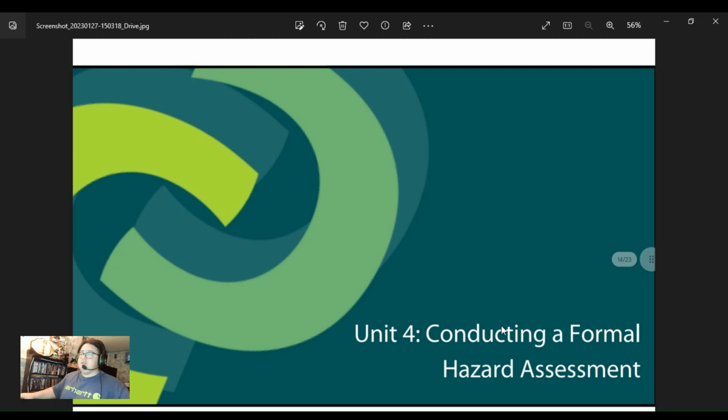Hello, my many friends, and welcome to Unit 4, Conducting a Formal Hazard Assessment. This is the big, scary one, the really long, arduous, big, meaty chunker of a unit.